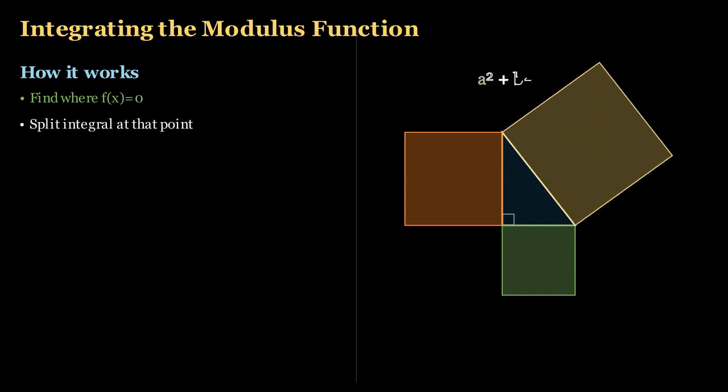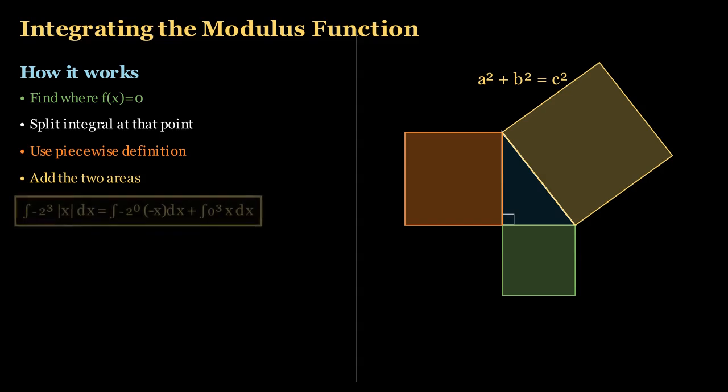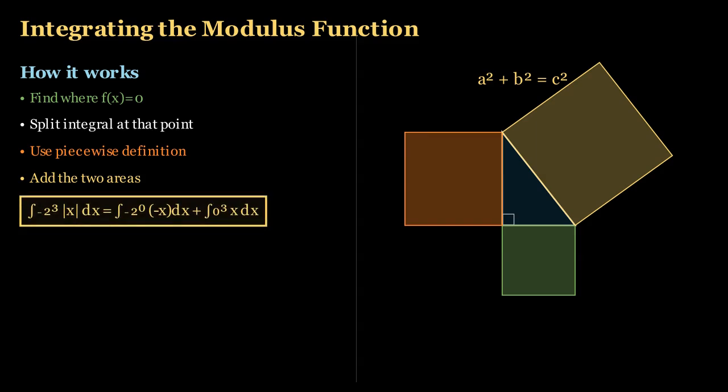Third, in each region, replace the modulus with its piecewise definition. On the left, where x is negative, the absolute value of x becomes negative x. On the right, where x is positive, it is just x. Finally, integrate each piece normally and add the results. The total area is the sum of the two areas. It is like finding the area of two triangles and adding them up.